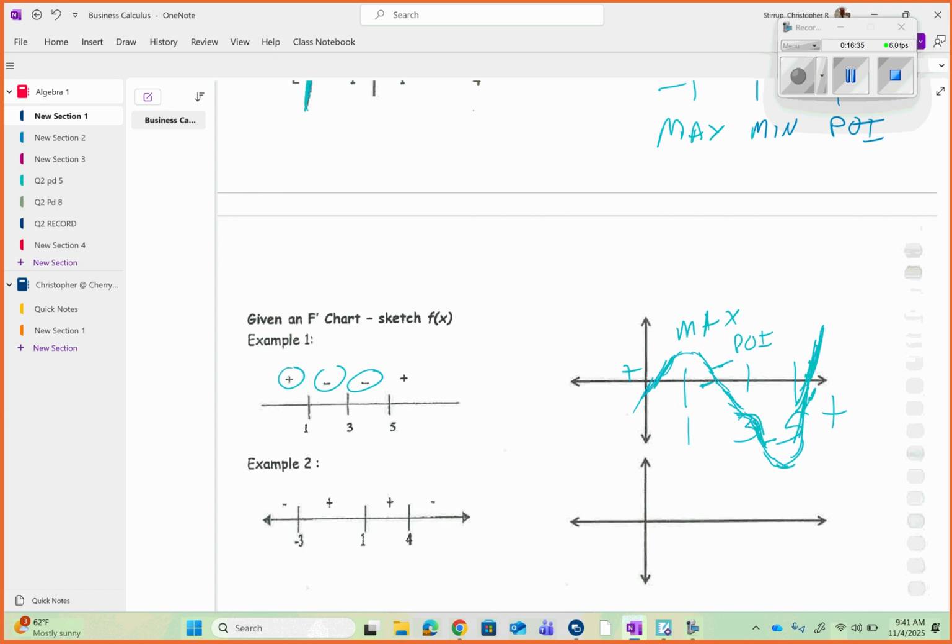If I look at this graph, I'll say, okay, I have -3 here, I have 1 here, and I have 4 here. Hey, friends, where's the point of inflection going to take place based on our example 2? Where do you think the point of inflection takes place? The point of inflection took place with negative. Where's the point of inflection going to take place on this one?